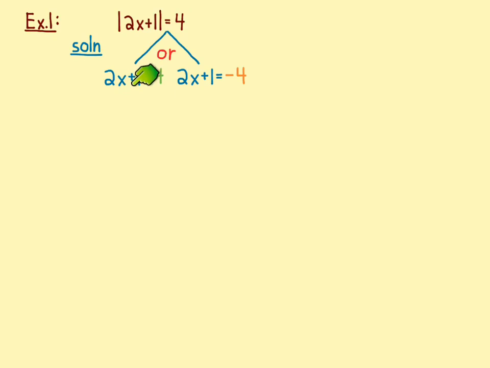Drop the absolute values. And the second one, the left side's the same. See, the 2x plus 1 in blue, that's the same. And what's different is instead of having a 4, you put a negative 4. And then you solve these separately. So you subtract 1 from both sides, right? And then cross multiply with the 2, or divide both sides by 2, same thing.